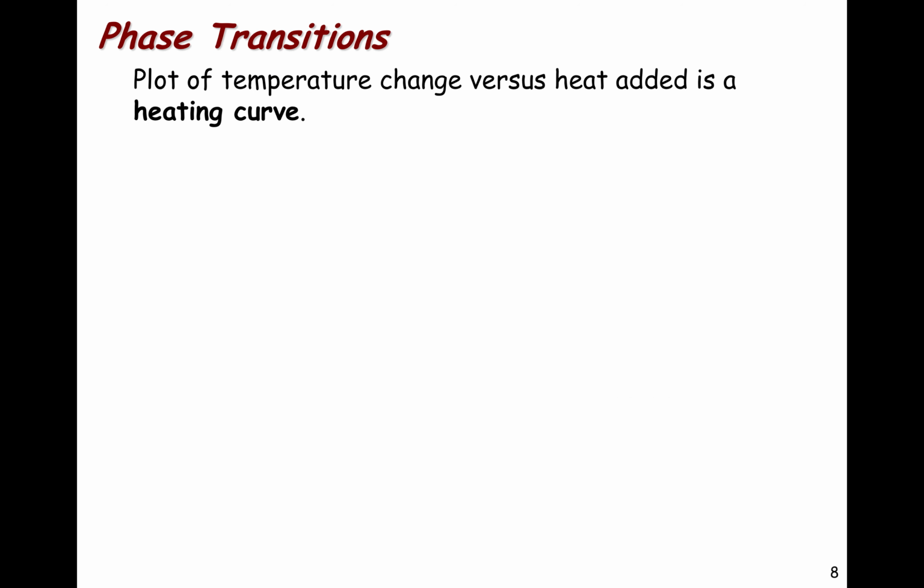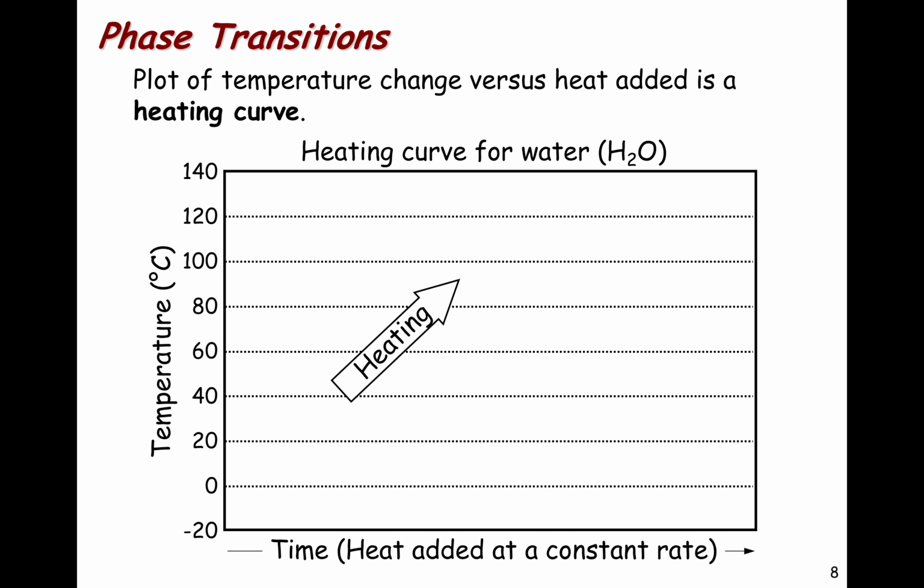So it turns out that this information can be put into a graphical form by looking at the heating curve for a substance, and so shown here is a plot of the time that is necessary to add heat on the x-axis and the temperature on the y-axis. If we start at a temperature well below 0 degrees Celsius, we would have the solid form of water, which is ice.